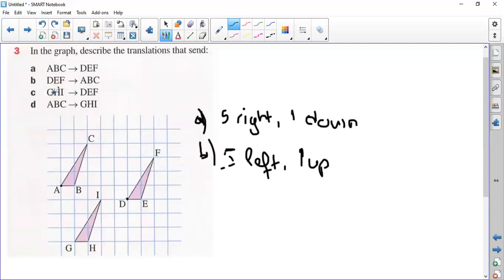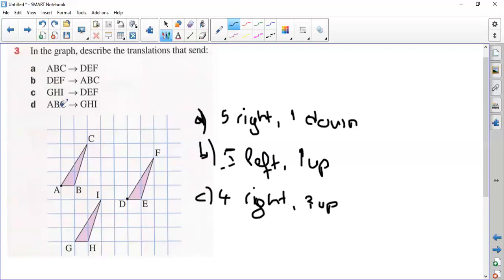Now let's check this one, GHI to DEF. Again, G goes to D, so the movement will start from G. Horizontally, it is 1, 2, 3, 4 units, and up it is 3. So we have 4 right and 3 up. Let's check if this is true for the other points too. H goes to E, so 1, 2, 3, 4, 1, 2, 3, it is right, and I goes to F, 1, 2, 3, 4, 1, 2, 3. So this movement is right for all the points.